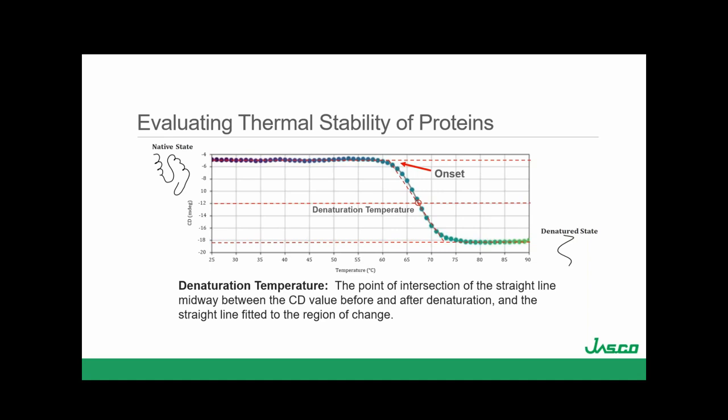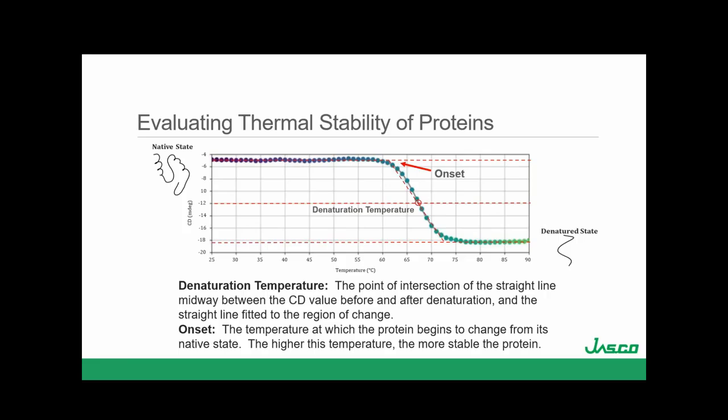This at the top here, where we start to see the transition, is called the onset, and it's the temperature at which the protein begins to change from its native state. Now, the higher that onset temperature, the more stable the protein. So you already know from the get-go, right, kind of where you're starting.